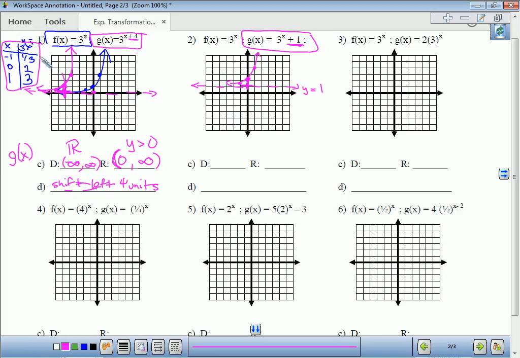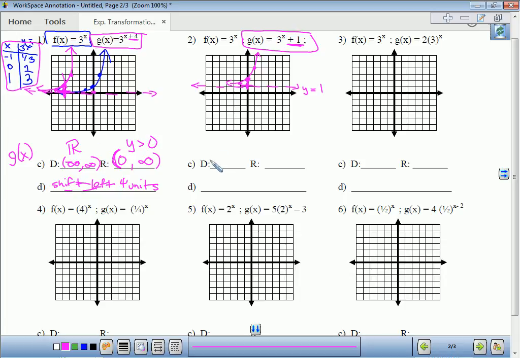So do you see, I don't really have to do the chart. If you want to, you're certainly welcome to. But if you can shift the asymptote and your starting position and kind of do the chart in your head, you are more than welcome to.